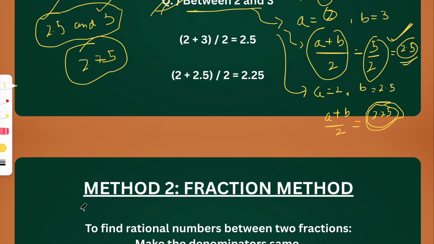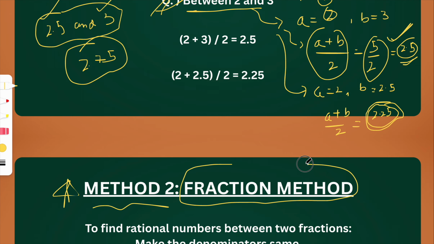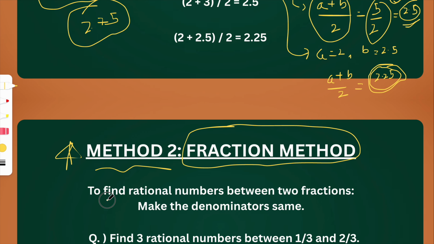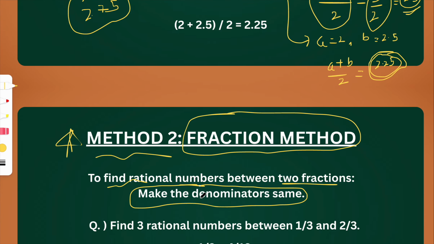There is one more method, which is also known as the fraction method, method 2. This is also a very important method to find multiple rational numbers between two numbers. To find rational numbers between two fractions, make the denominators the same, as simple as that. Make the denominators the same, or find the equivalent fractions, then find the rational numbers between the two equivalent fractions.